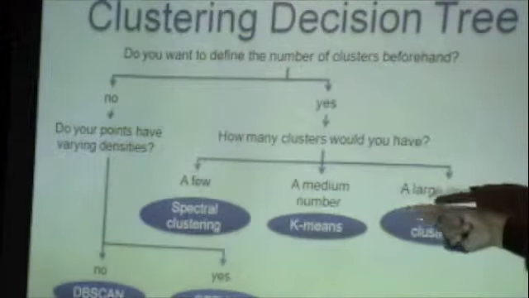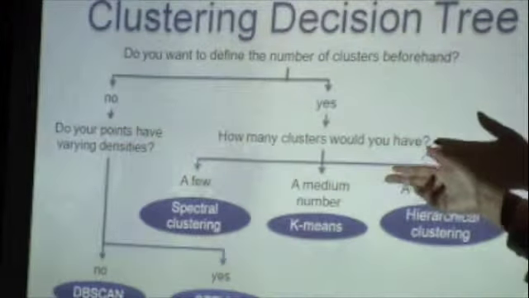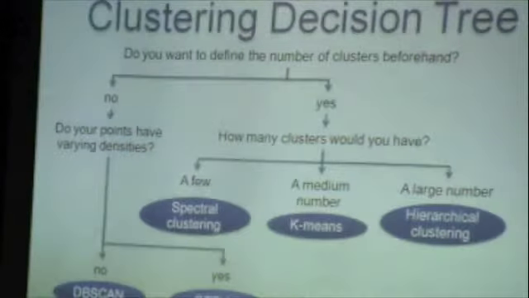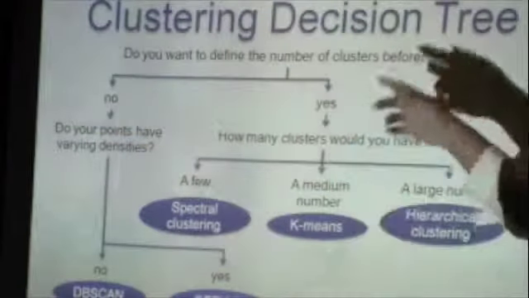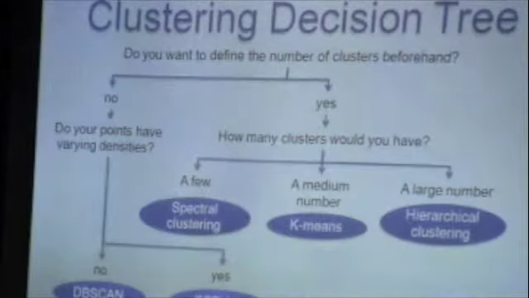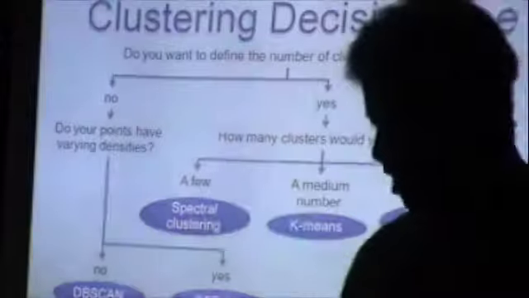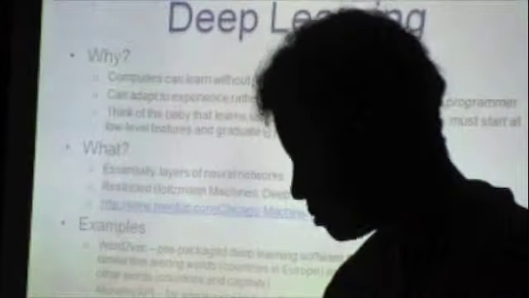So if you have a few, you use spectral clustering. Spectral clustering looks at a distance matrix between different points and allows you to define clusters based on that. K-means, everybody uses K-means. Every single MapReduce framework that does machine learning uses K-means. And if you have a large number, then you would do something like hierarchical clustering. So those are the different clustering algorithms you might use.